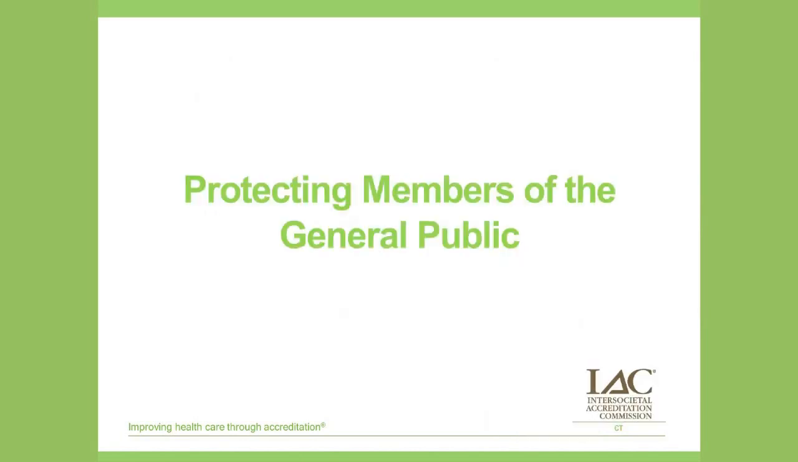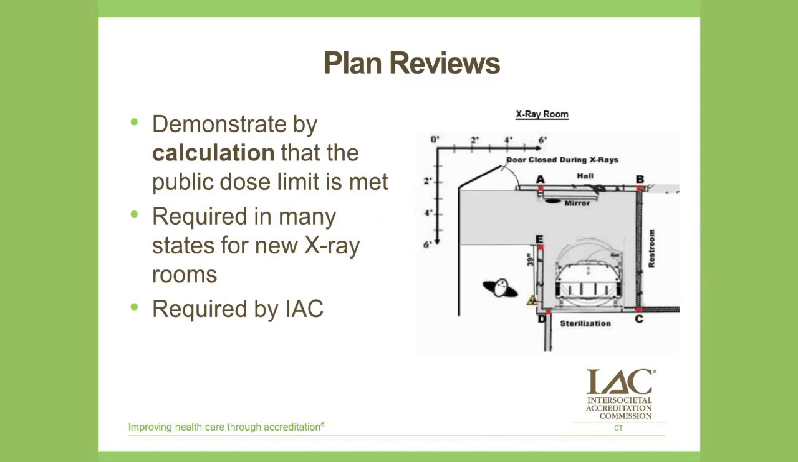Let's talk really quick about protecting members of the general public. As users of CT, you will have to be sure that we're protecting members of the general public. The IAC requires a plan review or shielding design, which is a way of demonstrating by calculation that public dose limits are met. It's required for many states, it's for all new X-ray rooms, and required by the IAC. So we take a look at what the spaces are around the room, how often people are there, and what dose we can expect to find there. If the dose results in over 100 millirem or close to 100 millirem, we will require some shielding to make sure we're well below that limit.